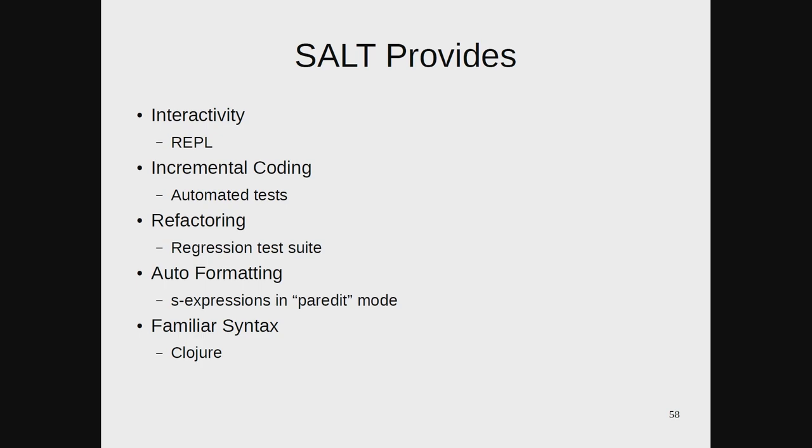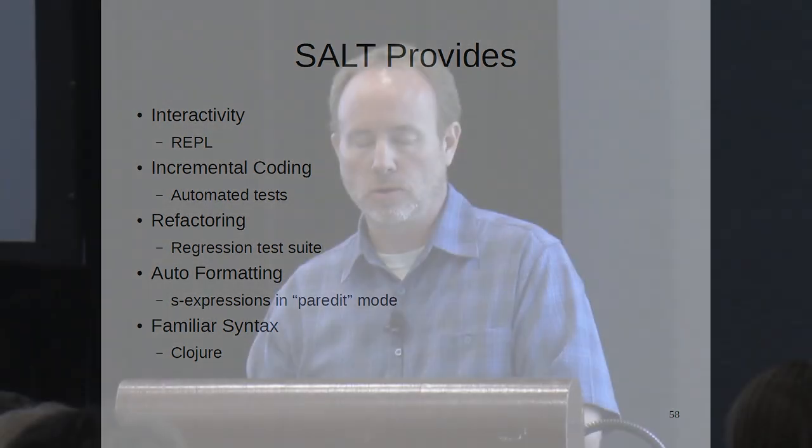Interactivity: you go to Clojure, you get a REPL, so you can interactively write your SALT specifications. Incremental coding: we can write tests just like we normally would. If you specify all the variables, you can just call your spec operators and see if they evaluate to what you think they do. We've got support for refactoring, both because our editors understand Clojure code as a syntax tree, which makes it nice to change, and because if we build up a regression test suite, we can reorganize our formulas, rerun the tests, and be confident, or at least find out if we broke things.